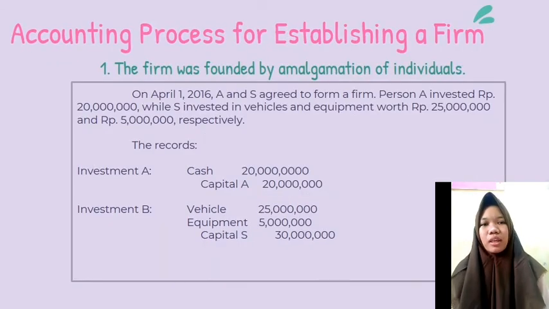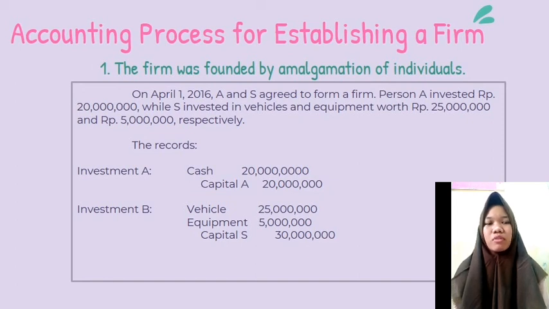The last topic is the accounting for firm formation. The establishment of the firm begins with the payment of capital from the owner, so the accounting process in establishing this firm begins with the recording of investments by its partners. There are several alternatives to establishing a firm. First, the firm is founded by amalgamation of individuals.